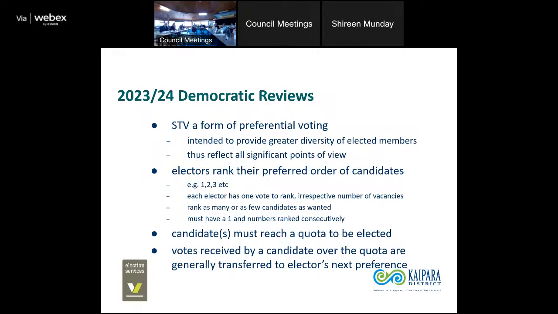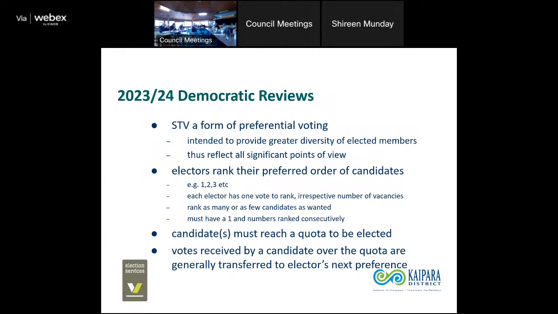You can rank as few or as many, so there might be 12 candidates with 3 vacancies. You can rank 1 to 12, 1 to 3, or simply 1, and that's all acceptable. But you must rank them consecutively, so you go 1, 2, 3, 4, etc. We stop it if you have 1, 2, 3, 3, 4. We will accept 1 and 2, but we can't go past that because we don't know what the preferences are.